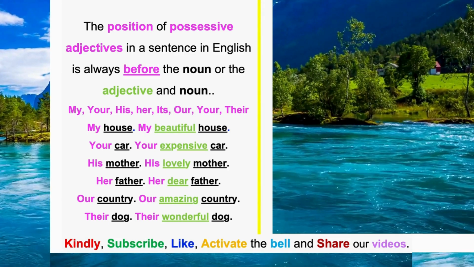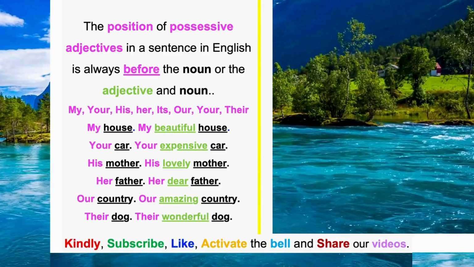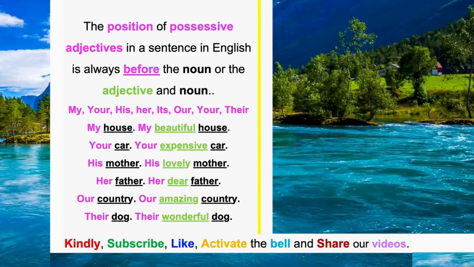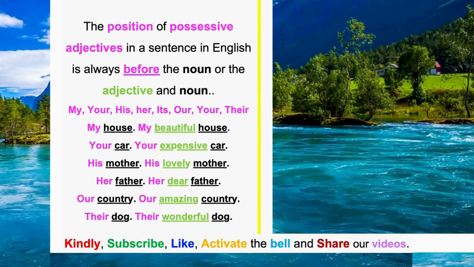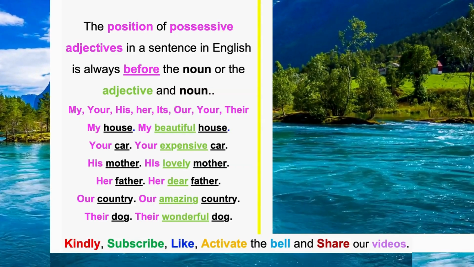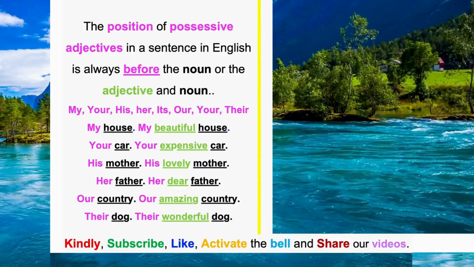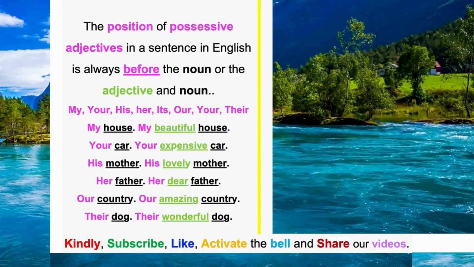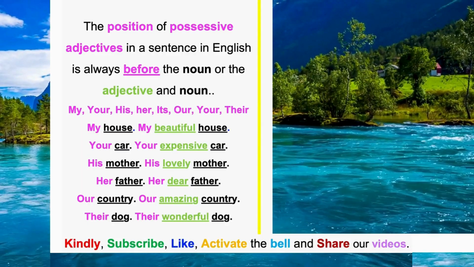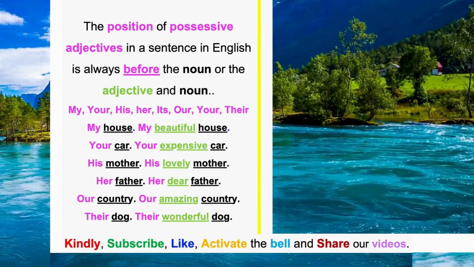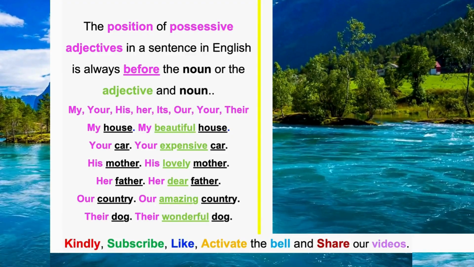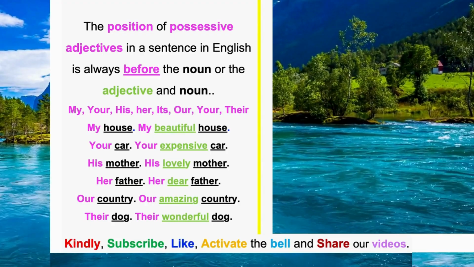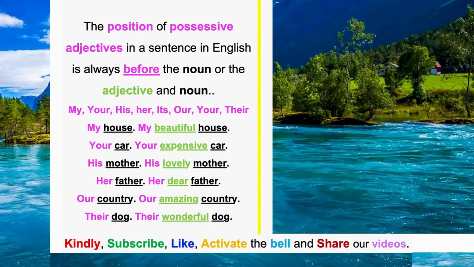His mother. His lovely mother. Her father. Her dear father. Our country. Our amazing country. Their dog. Their wonderful dog. So these are possessive adjectives. Always remember they come before nouns or adjective and nouns. Let's continue.